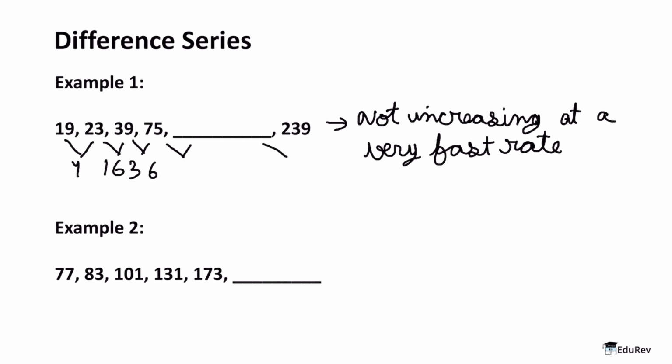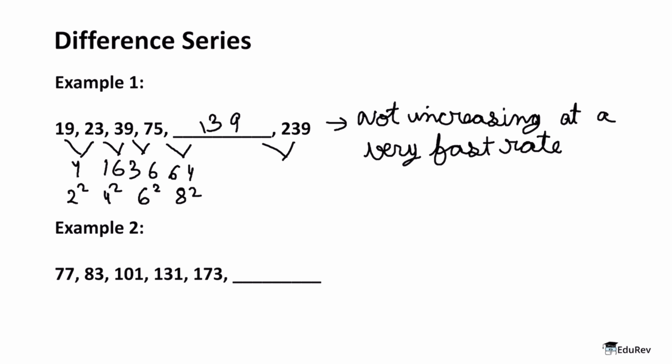Now we don't know about this. I think I can write 4 as 2 square, 16 as 4 square, 36 as 6 square. Following the pattern of even numbers with their squares, this should be 8 square, which is 64. So 75 plus 64, which is 139, should be the answer here.